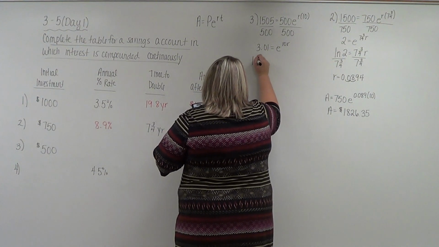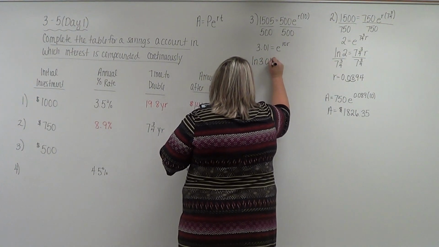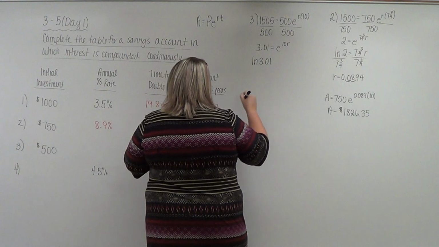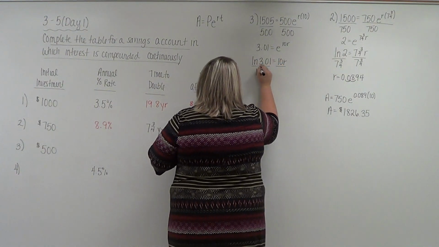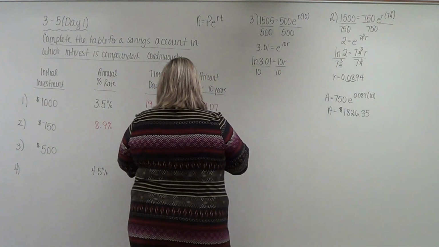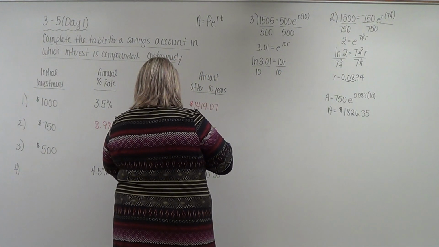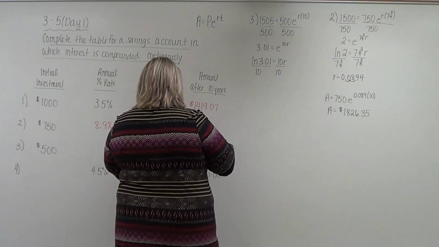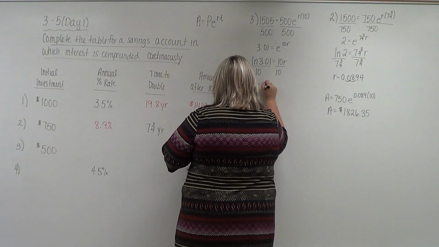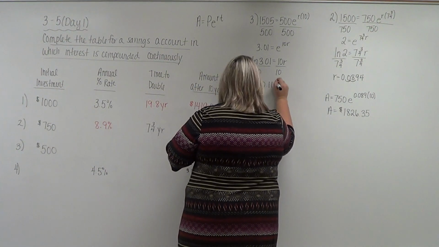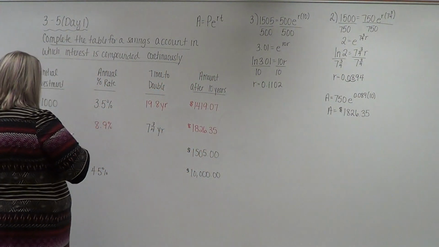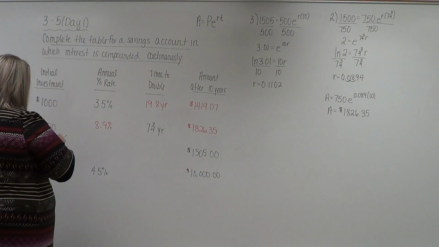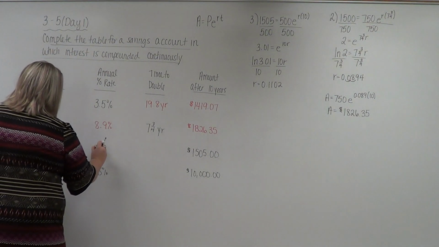Do the log, so this becomes natural log, because it was log e, so natural log of 3.01 equals 10r. And then to solve, I would divide both sides by 10. So r is 0.1102. When I write this as a percent, I have to move it 2 places to the right. So this would be 11%.